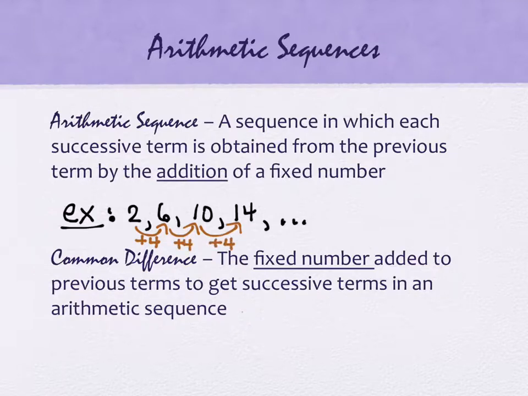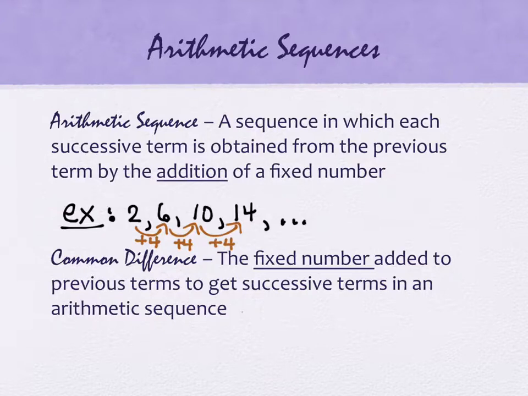Now, it doesn't have to be addition of positive numbers. It doesn't have to be addition of whole numbers. It could be addition of 1/2 every time. It could also be the addition of a negative, so that it looks like you're subtracting 1 every time or subtracting 5 every time. So I'm adding 4 every time, but I could be subtracting and it would be okay. It would still work because you're adding a negative.